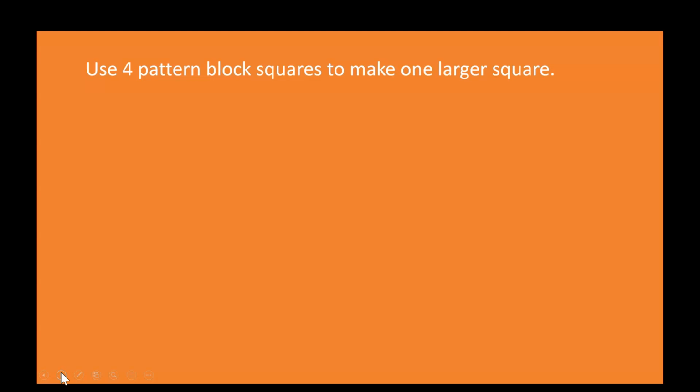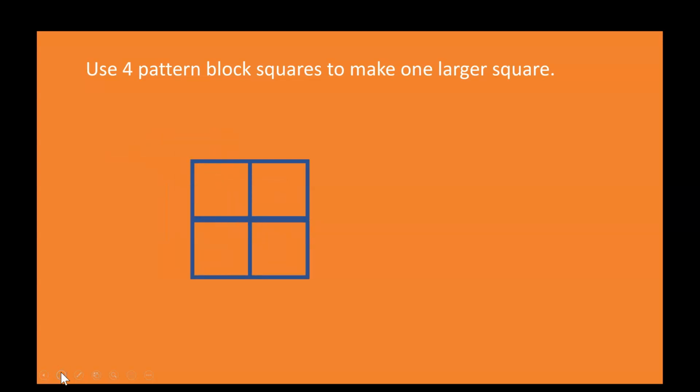Okay, now they want us to use 4 pattern block squares to make one large square. So let's put these together. There's 1, 2, 3, 4. So I have 4 small squares that made up one big square here.